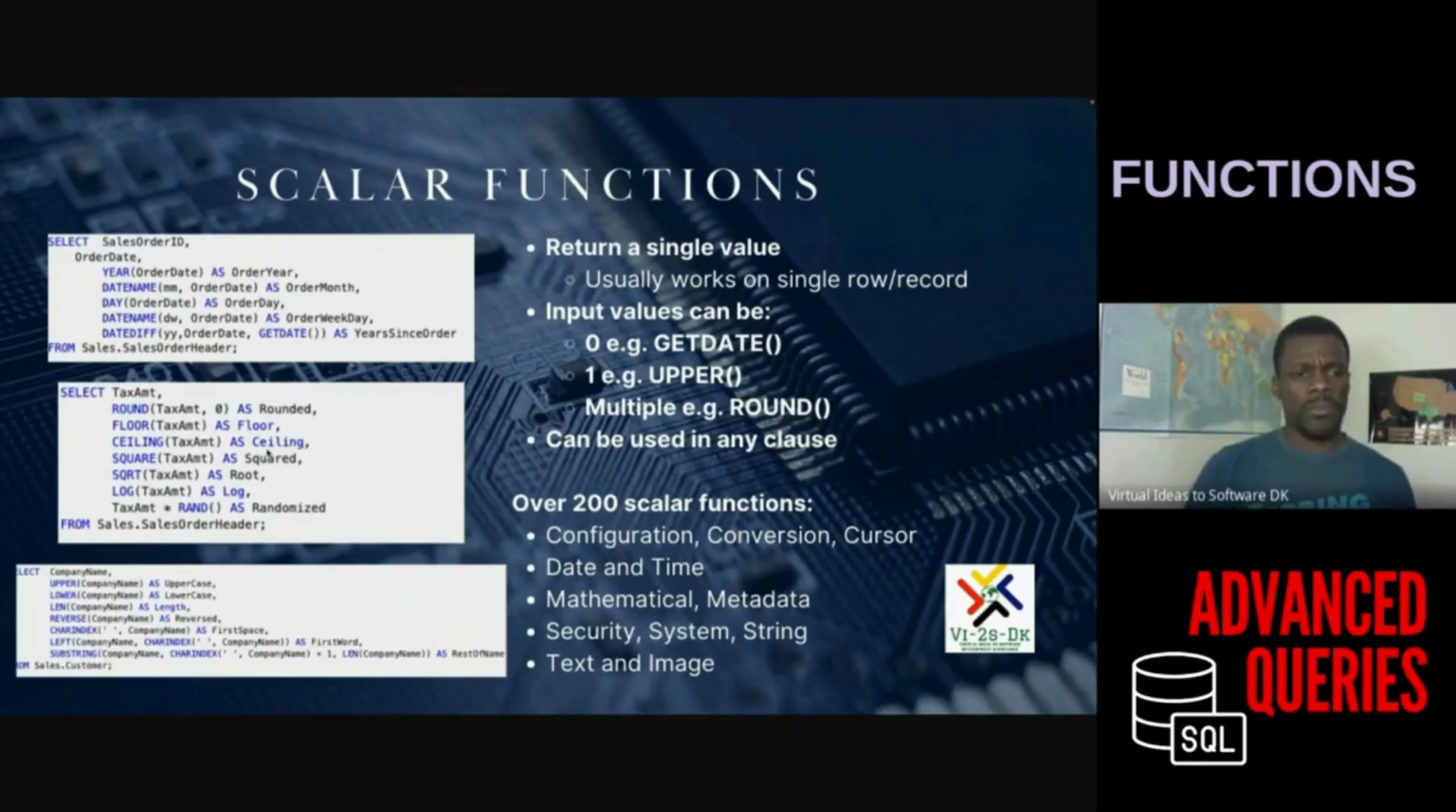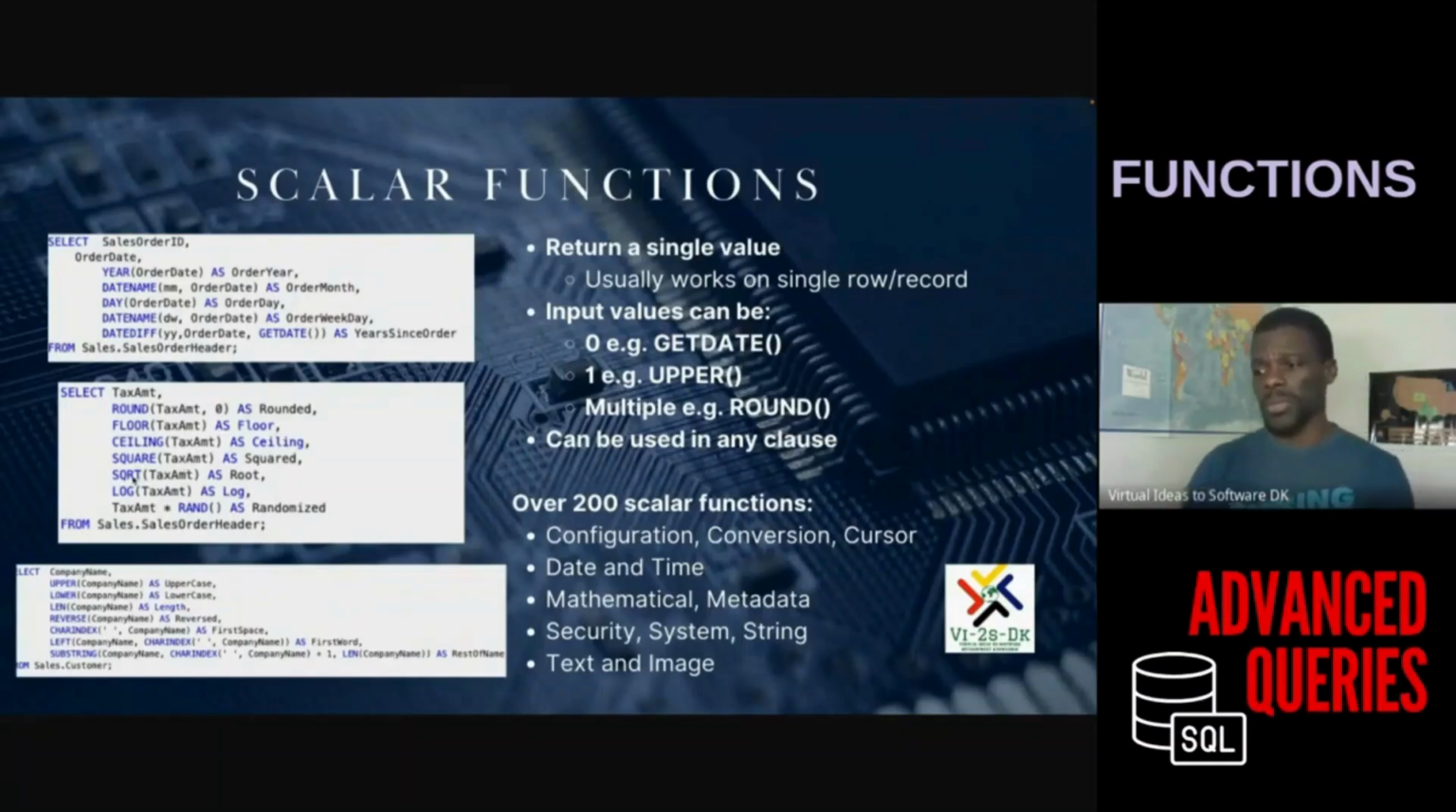Likewise, we can also have mathematical functions. As you see in here, we can get the tax amount. We can round it to no decimal place. So it's just rounded to the highest value. Or we can floor it. Floor is actually rounding down, while ceiling is rounding up. But again, we can decide to round to a particular digit based on the value that is entered in the second argument. Also, we can use square to multiply a value by itself.